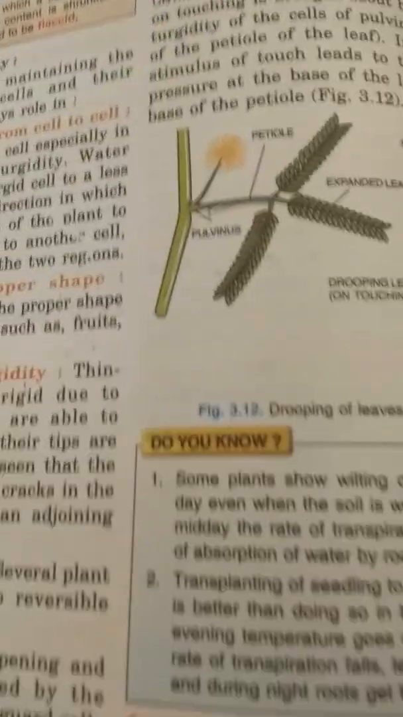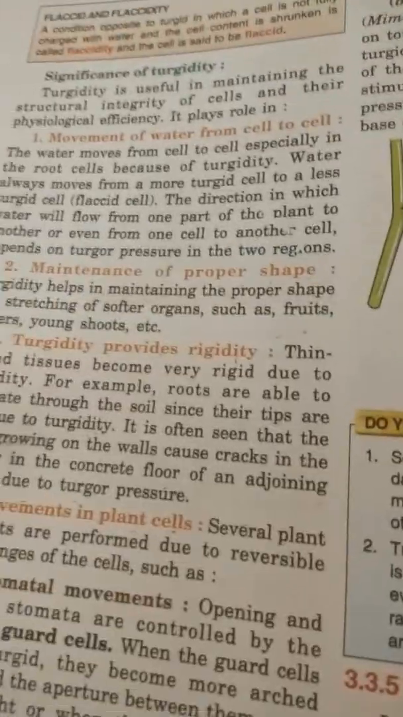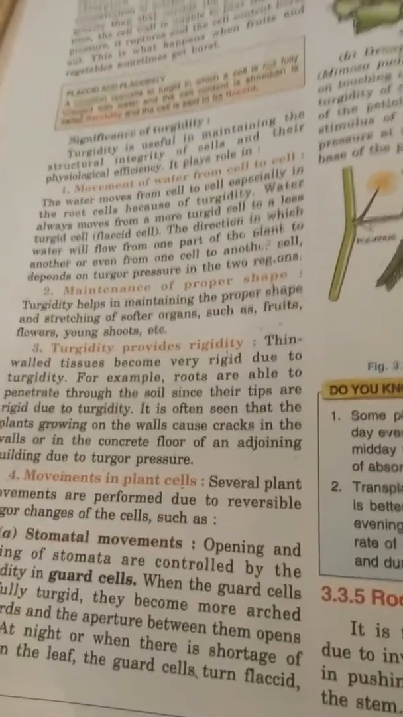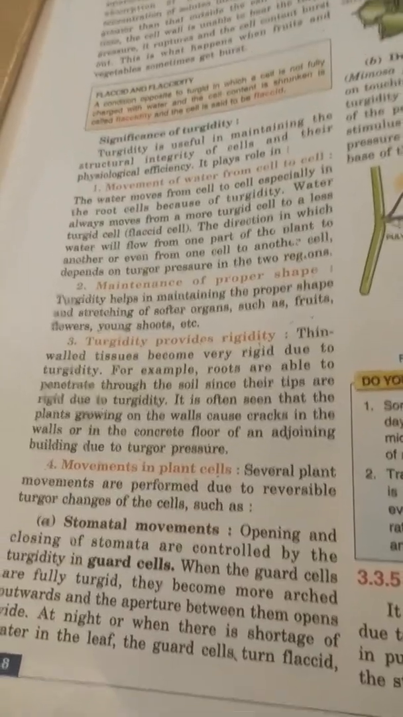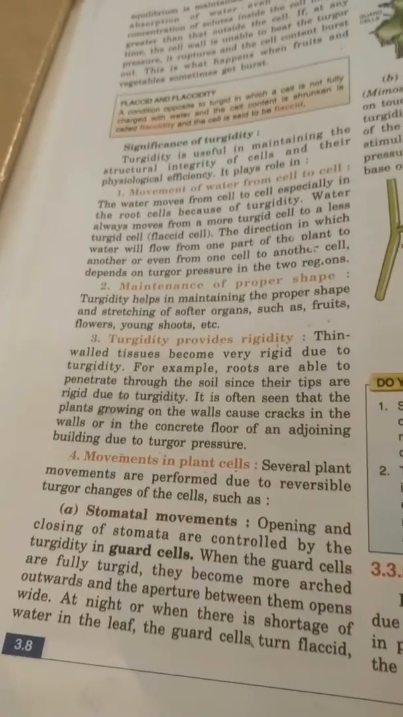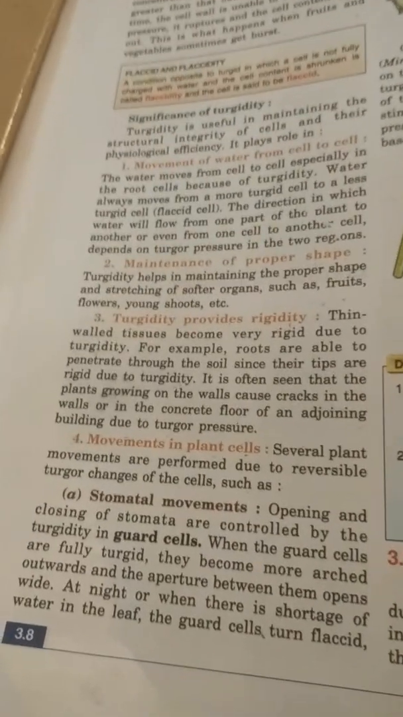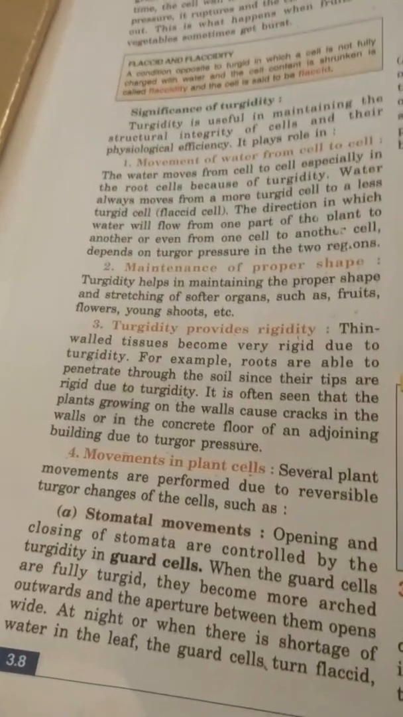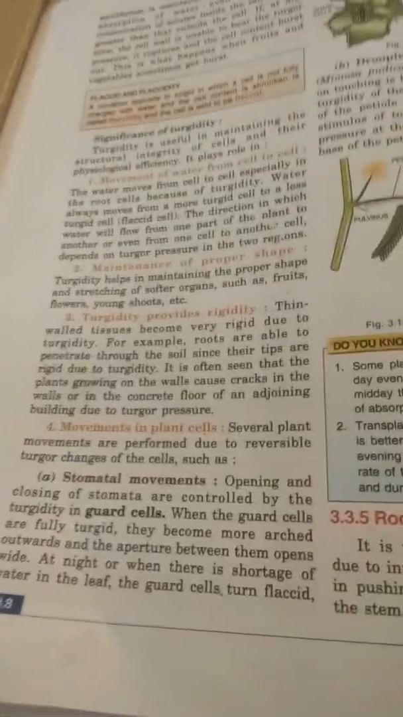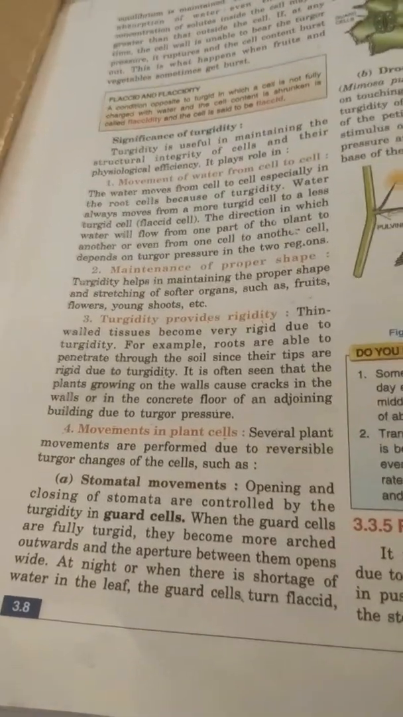So these are all the uses of turgidity. Movement of water from cell to cell, which helps especially in roots to develop root pressure. Then maintenance of proper shape of the cell parts. Then turgidity also provides mechanical stiffness, that is rigidity, to the soft tissues of the plant like leaves and root hairs, and turgidity also helps in the movement of plant cells like the stomatal movement and drooping of leaves.